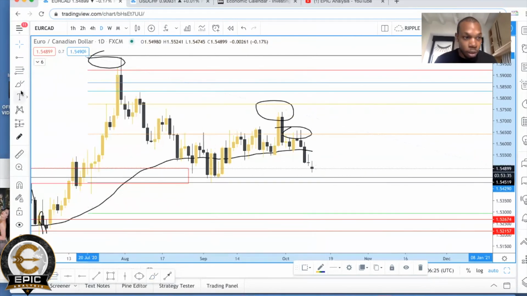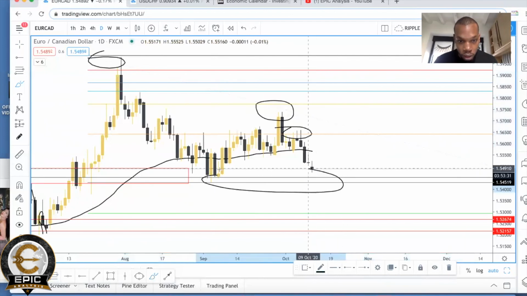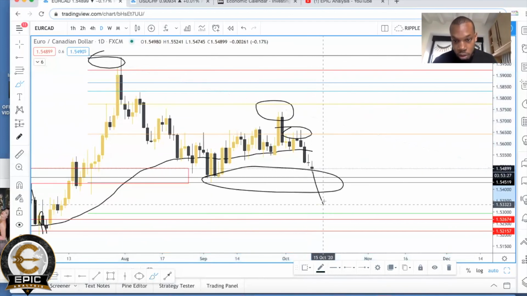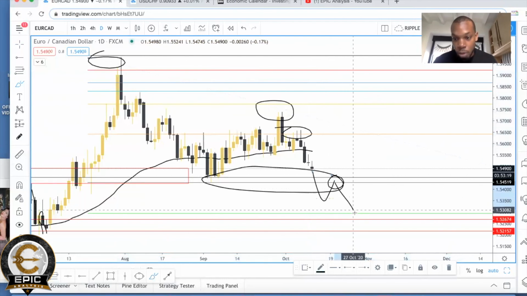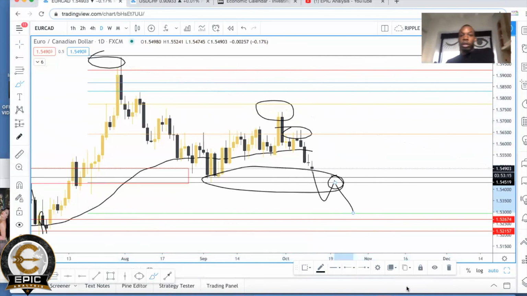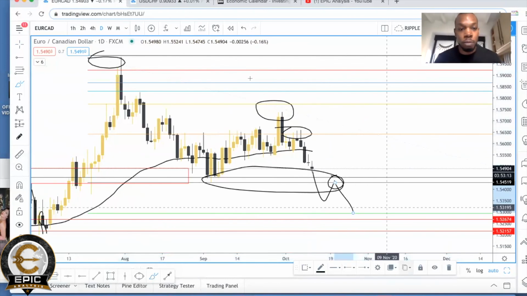And if we break below this support right here, then overall, you would need it to break below like this in a retest. So if we get that break and that retest, this is a whole other sell opportunity. Then you could look to hold this down towards like 1.53 support. So yeah, that's what I'm looking for on EUR CAD.